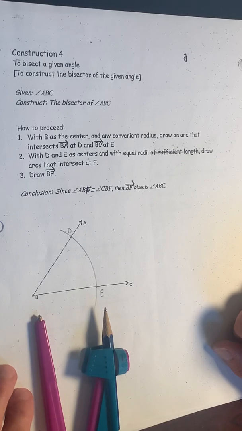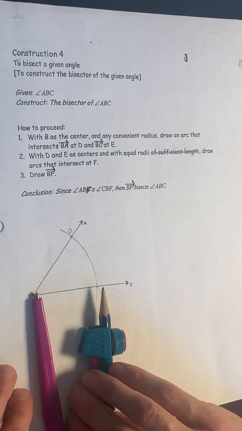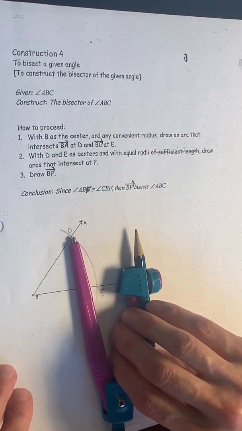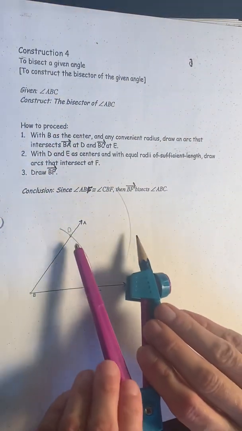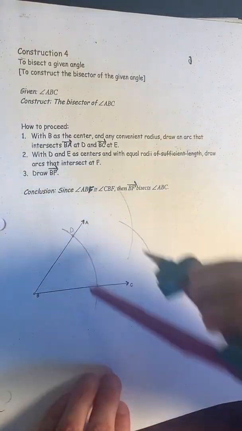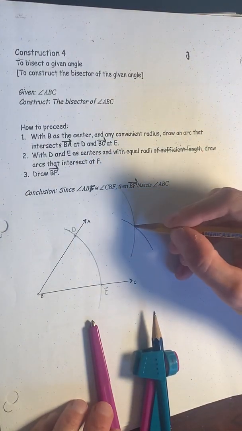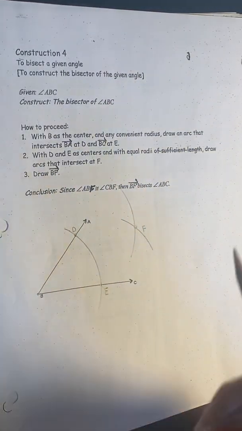Step 2, with D and E as your centers, and with equal radii of sufficient length, draw arcs that intersect at F. For this step, you are allowed to use the same compass setting you used for step 1. So you can hold that compass setting, put your compass point on point D, that point of intersection, create another arc, do the same thing from the other intersection point at E, create another arc. Those two arcs should intersect, and we'll call the intersection point F. Final step, we're going to draw a ray from B through F.